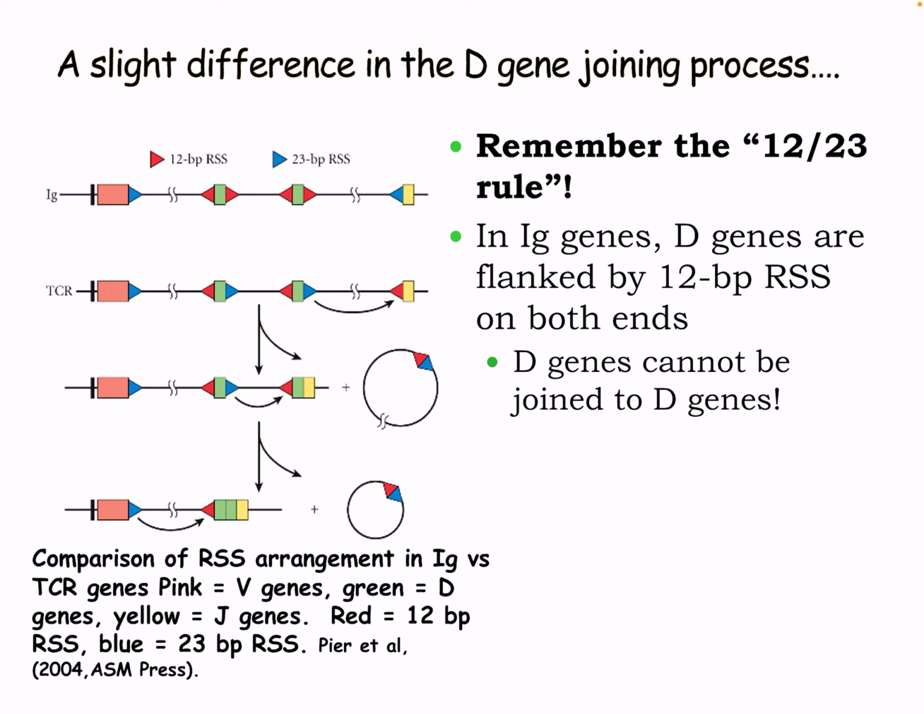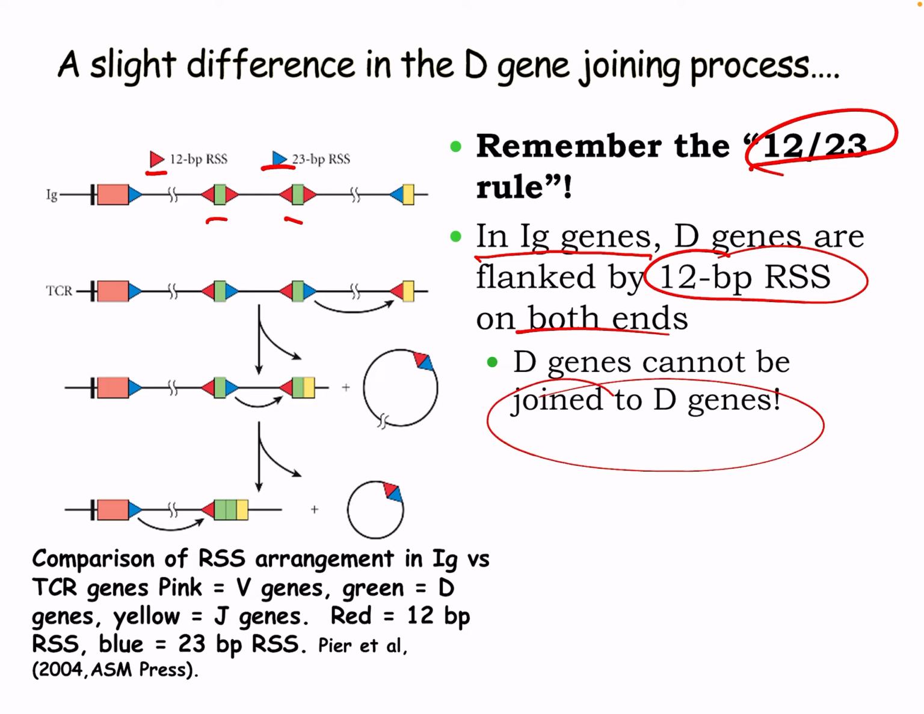So again, as well in T cells, we have the 12-23 rule. In immunoglobulin genes, D genes are flanked by 12 BP RSS on both ends. You can see red is 12. So here's our D flanked by 12 at each end. These D genes cannot be joined by D genes. So this is why it will bind to only a V or a J.